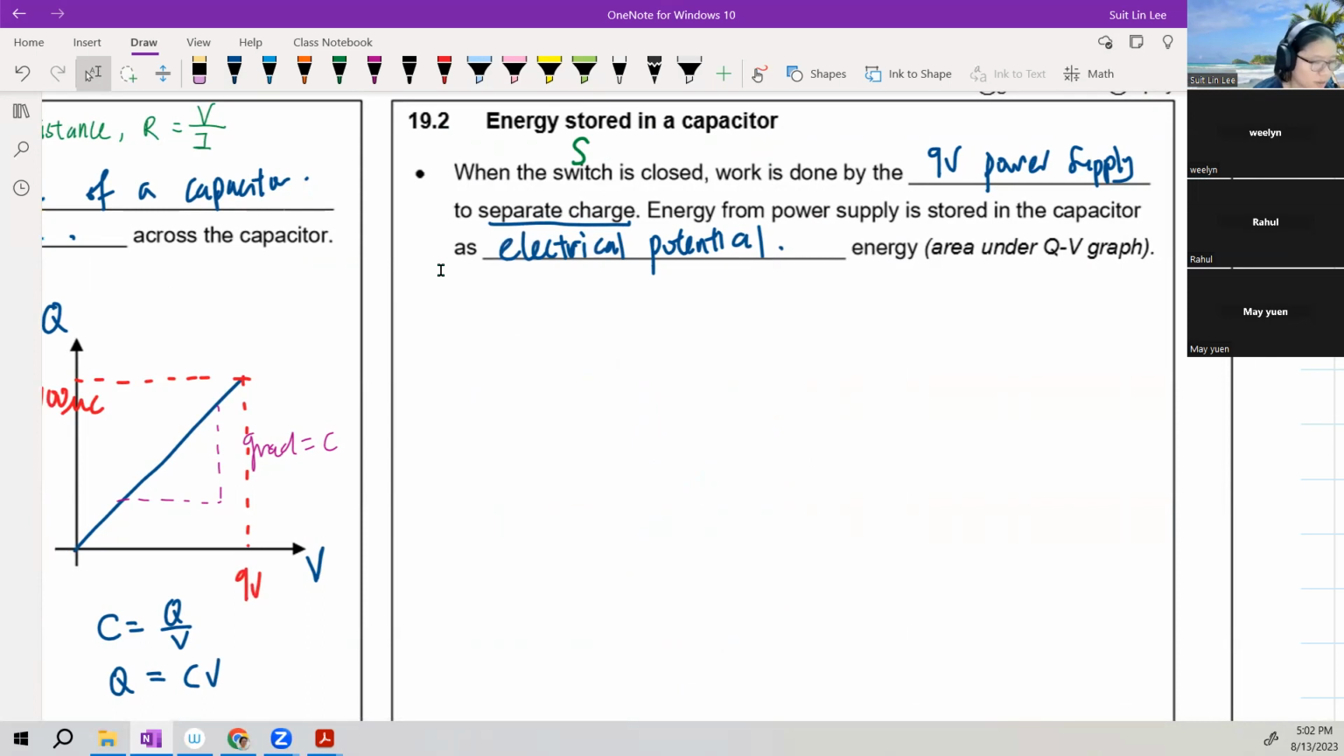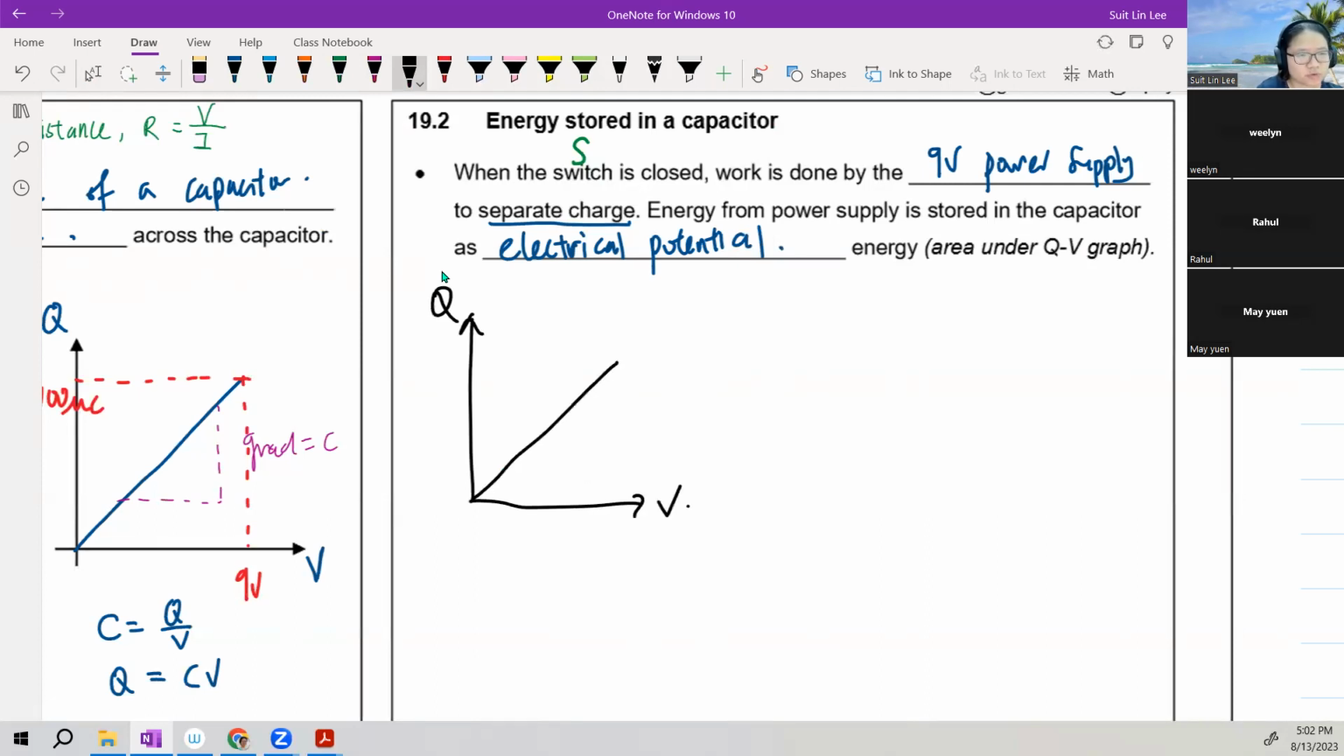I want to talk a little bit about the area under the QV graph. So if you think about the graph of Q against V, I've already drawn one there.